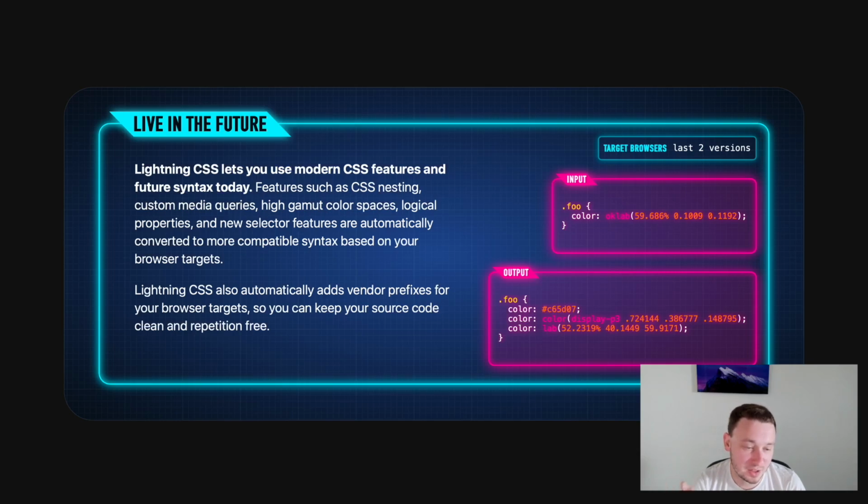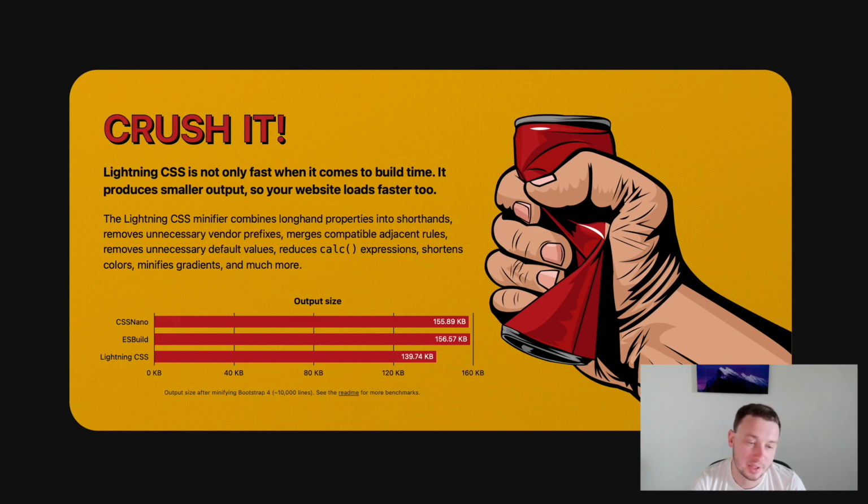Lightning CSS also converts modern CSS features like nesting, custom media queries, high gamut color spaces like lab, logical properties, and new selector features to more compatible syntax for your browser targets. It also automatically adds vendor prefixes where needed. And it's also a minifier, which produces even smaller output than other CSS minifiers. It combines longhand properties into shorthands, removes unnecessary vendor prefixes, merges compatible adjacent rules, simplifies CSS property values, reduces calc expressions, and more.